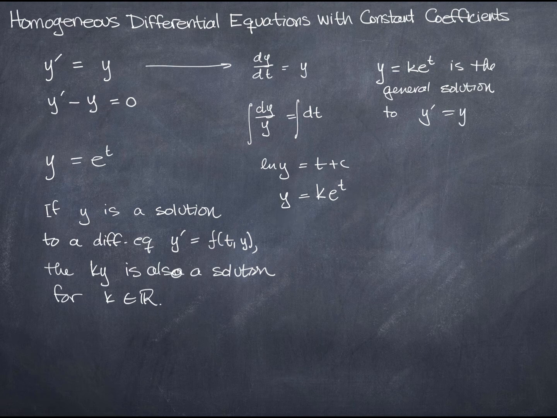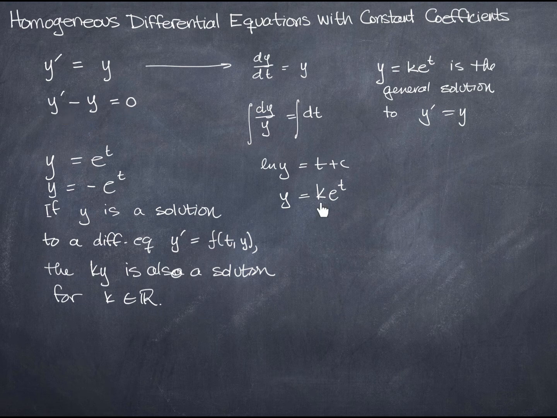Now something else to observe here. Actually, I'm going to go back up here and do it a slightly different way. Another solution to this differential equation is y equals negative e to the t, because the derivative of negative e to the t is negative the derivative of e to the t, which is e to the t. So you get the same thing again. Both of these y's satisfy this differential equation.